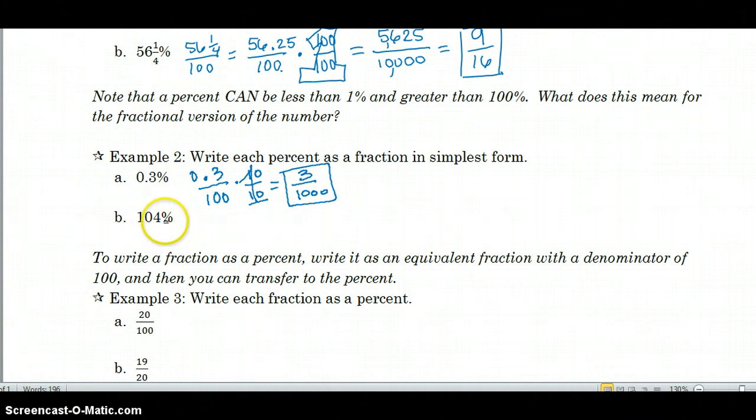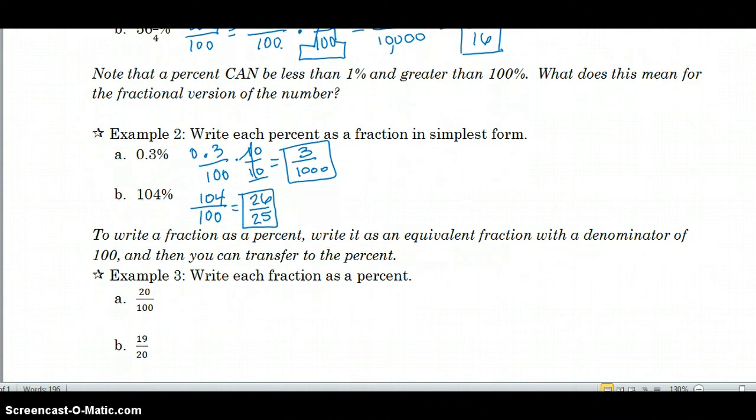Now 104% means we're over 100%. So we're going to compare 104 to 100. That's okay, we're just going to have an improper fraction, and those are fractions too. And we start simplifying that, or use our calculator, and we'll end up with 26 over 25 once we simplify that down. And it still is an improper fraction, but that's okay. That's how you would write 104% as a fraction.